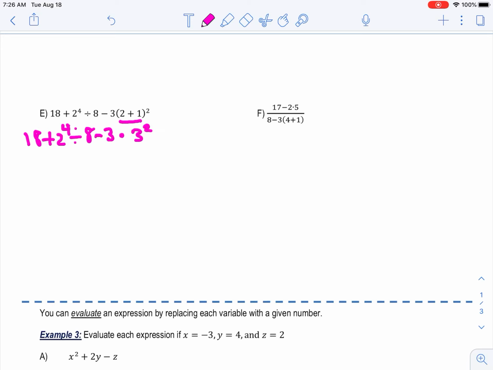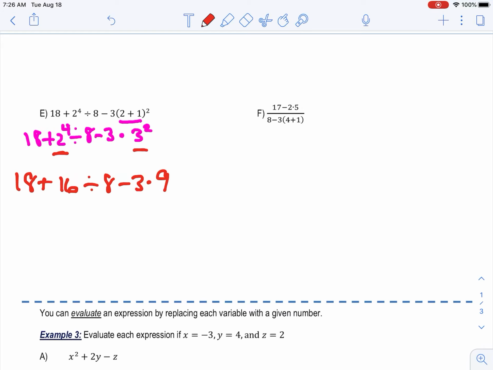but that's squared. All right, I notice a couple of powers in this, so we're going to do our powers. I'm going to be doing this and copying everything else. So 18 plus 2 to the 4th is 16. 2 times 2 times 2 times 2 divided by 8 minus 3 times 2 is 9.